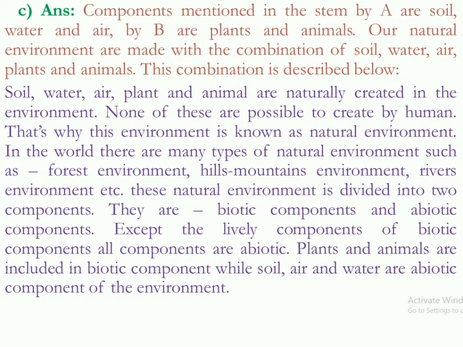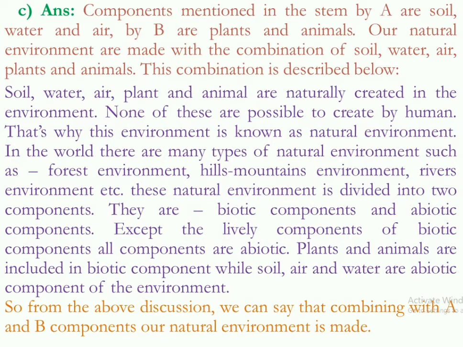Here the mentioned components have two parts also. One is biotic, another one is abiotic. Here plants and animals belong to biotic component, while soil, air and water belong to abiotic components. So these two components of natural environment make this environment. So from above discussion we can say that combining A and B components our natural environment is made. So that is how, with A and B, the total environment is made.